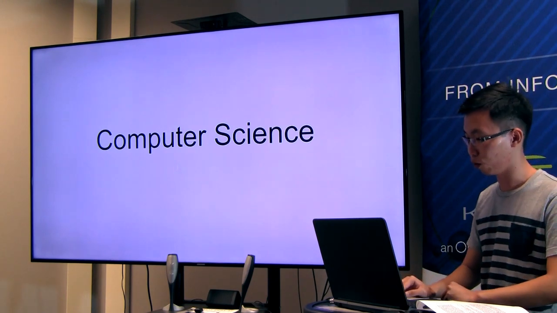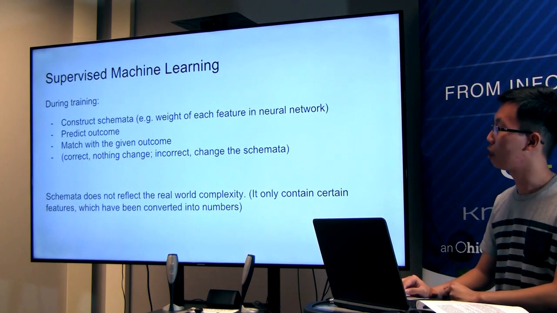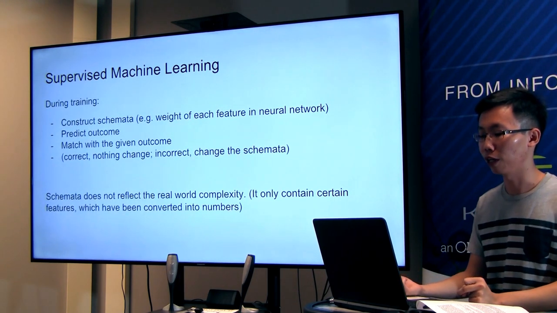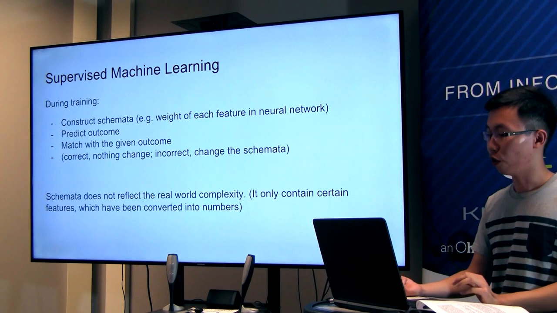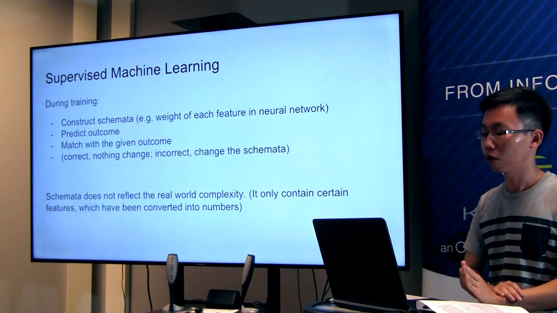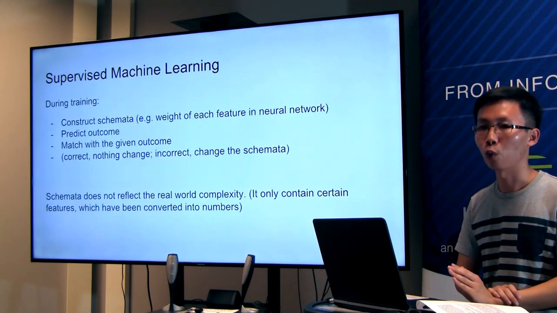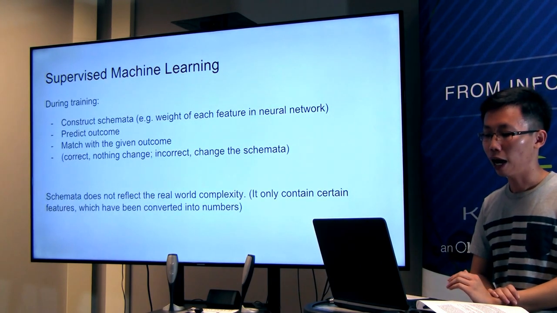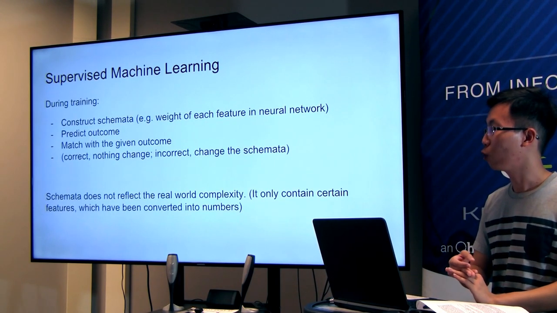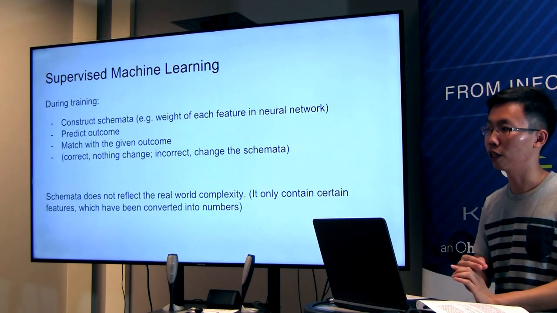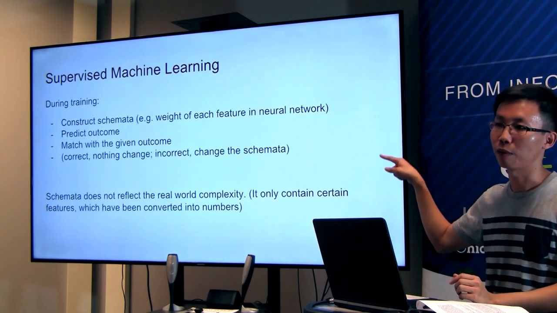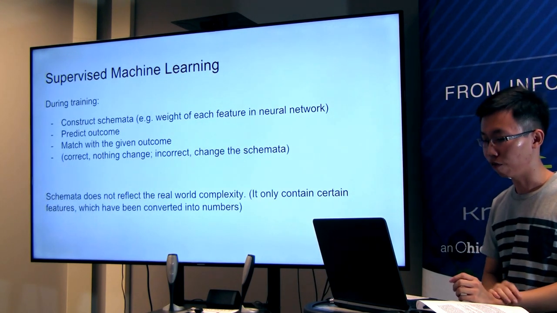So let's move to computer science. I think that what Ulrich says is something similar to supervised machine learning. During training, the machine would construct the schemata, and the schemata would involve, for example in a neural network, the weight of each feature. Based on the schemata they predict the outcomes, and they match with the given outcome. If the predicted outcome is incorrect, then they would go back to the schemata and change the schemata and iterate again until they finish training.